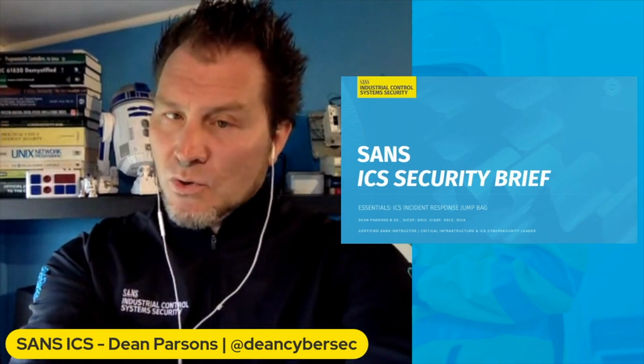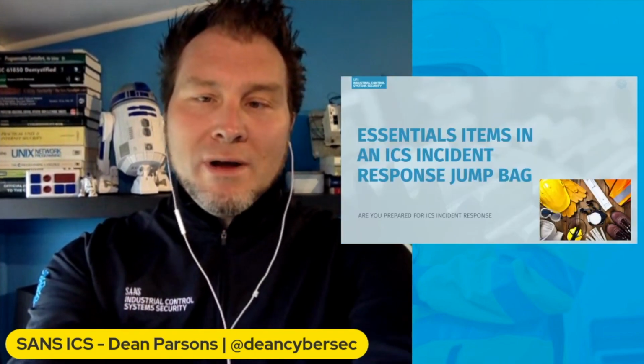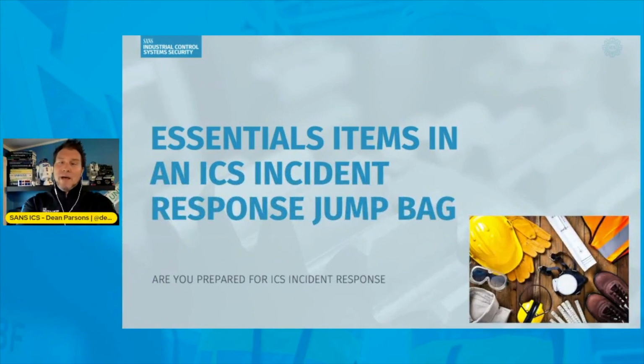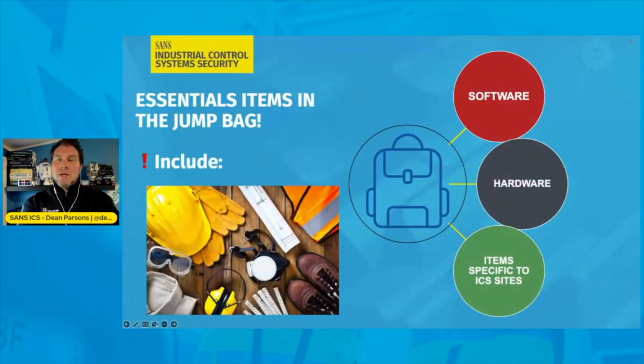Today, we are going to be talking about incident response and control environments. More specifically, we'll be talking about what is inside your jump bag for incident response for control systems. Generally, there are several things that make up your incident response jump bag, so let's take a look. Generally, we will have a combination of software, hardware, and also items specific to control system environments that allows you to do incident response in a quick, timely, and effective manner.